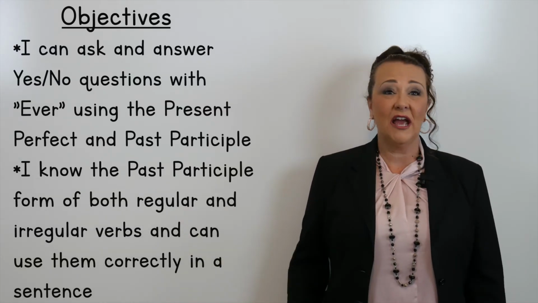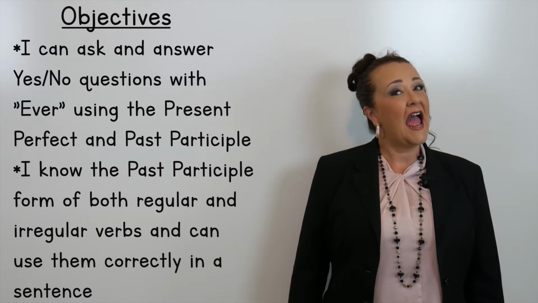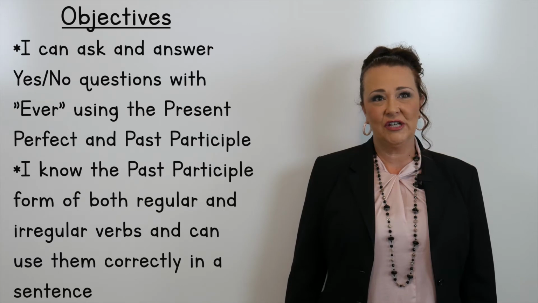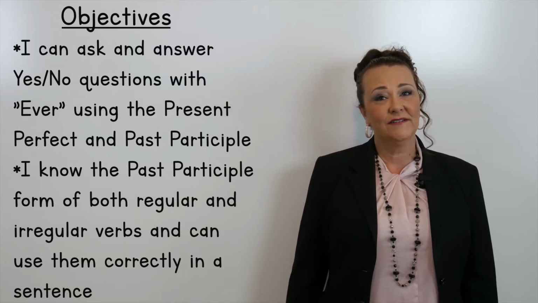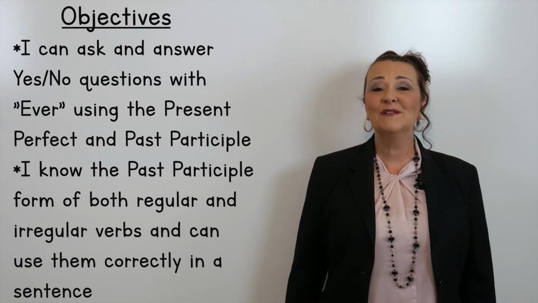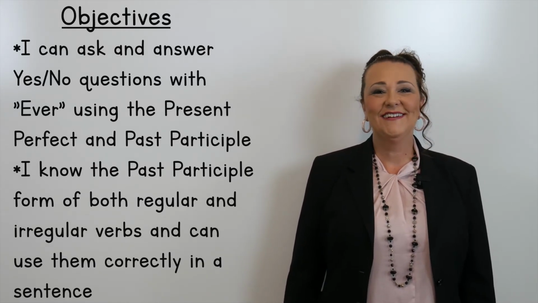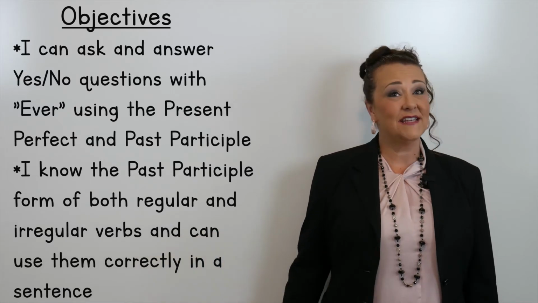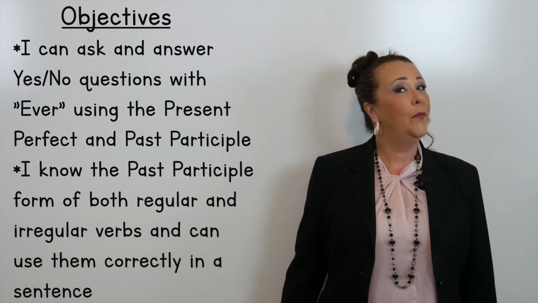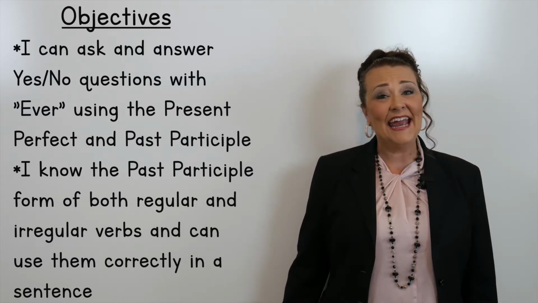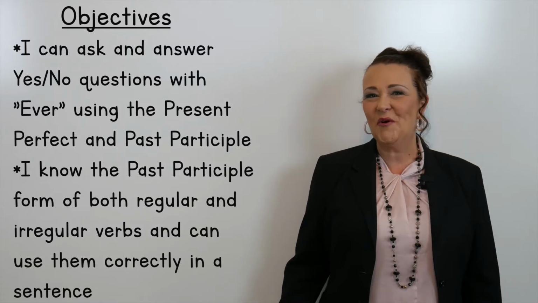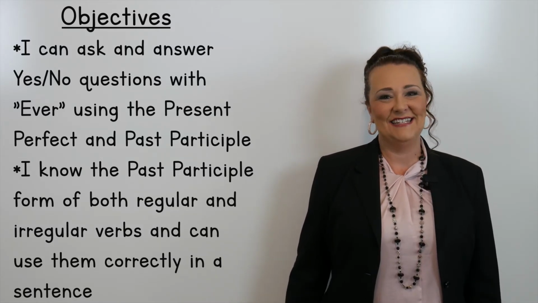The first objective says, I can ask and answer yes/no questions with ever using the present perfect and the past participle. The second objective says, I know the past participle form of both regular and irregular verbs and can use them correctly in a sentence.